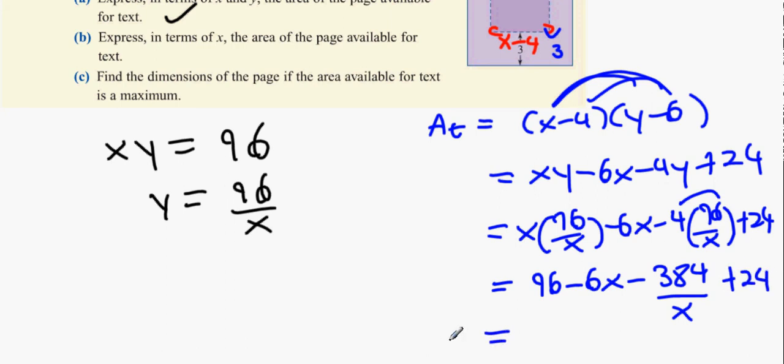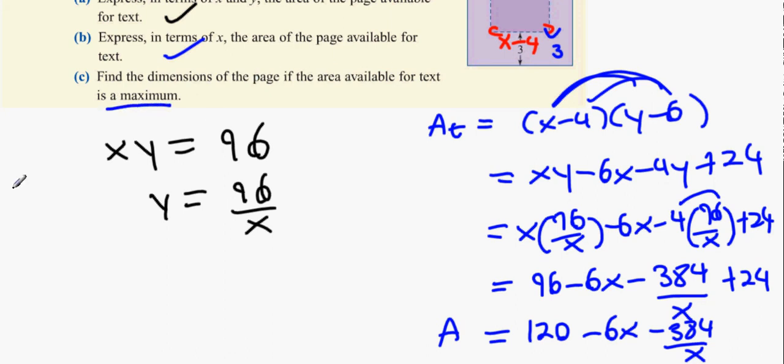So this equation for the area now turns out to be 96 plus 24, which is going to be 120. So it's going to be 120 minus 6x minus 384 all over x. Okay, so that is the area of this. Okay, now find the dimensions of the page if the area available for text is a maximum.